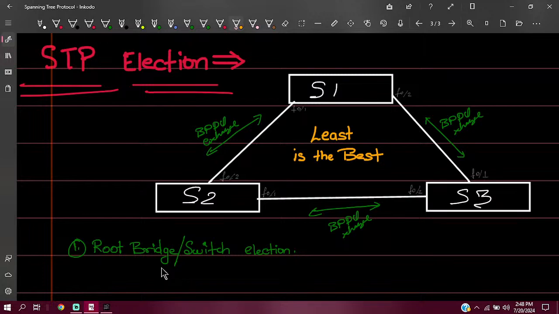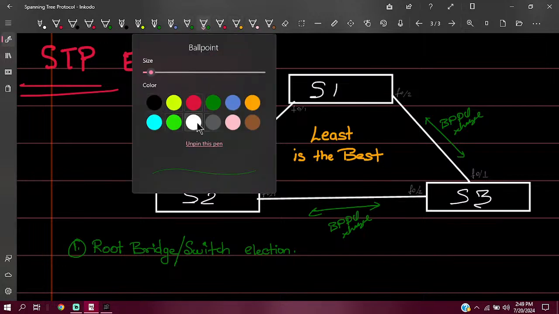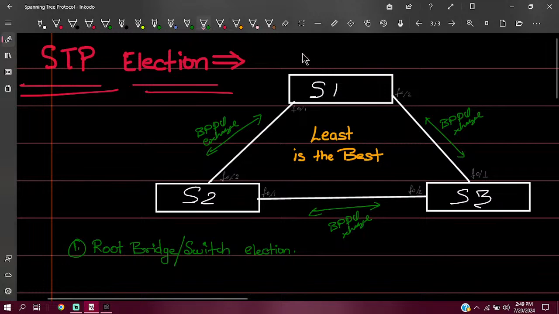BPDU के अंदर मैंने आपको फोकस करने के लिए बोला था bridge ID पर. Initially, whenever you exchange the BPDUs, आप bridge IDs को मैच करोगे. एक स्विच, हम तीनों स्विचेस पर यहाँ पर ले लेते हैं इनके MAC addresses. So let's take switch 1's base MAC address to be AAA. I'll just use a different name.